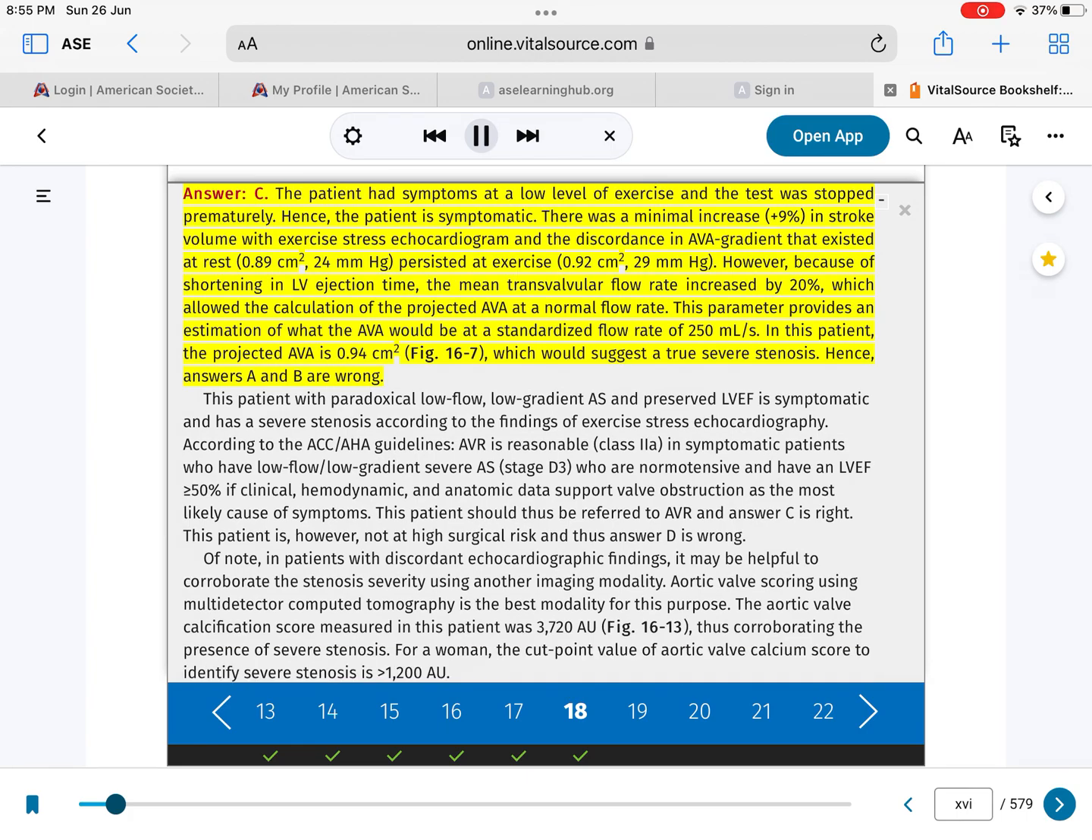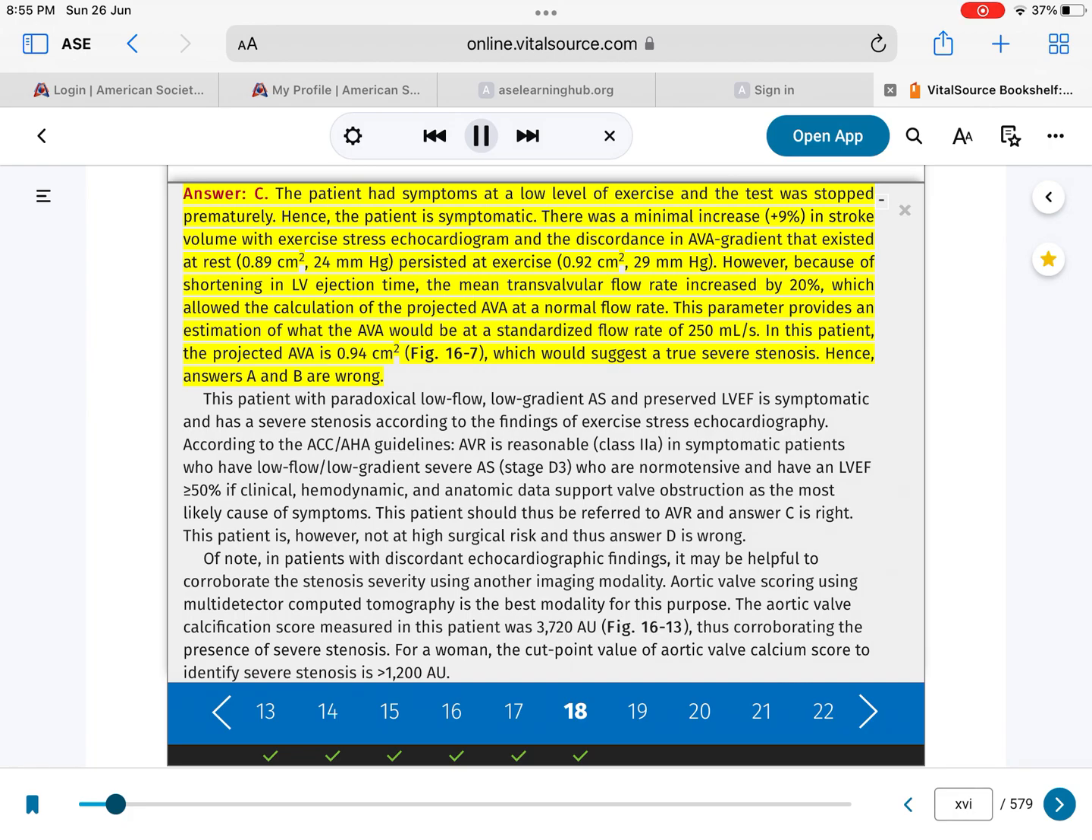The patient had symptoms at a low level of exercise and the test was stopped prematurely. Hence, the patient is symptomatic. There was a minimal increase, +9%, in stroke volume with exercise stress echocardiogram and the discordance in AV gradient that existed at rest, 0.89 cm2, 24 mm Hg, persisted at exercise, 0.92 cm2, 29 mm Hg.